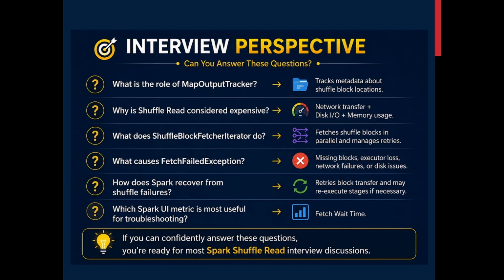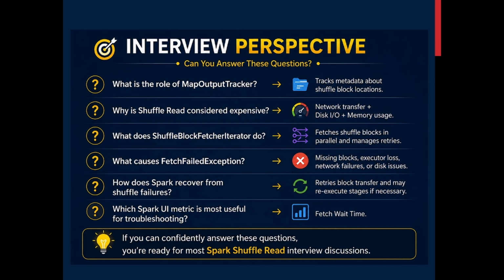Question 3. What does ShuffleBlockFetcherIterator do? The answer is, it manages fetching shuffle blocks from executors, groups requests, performs parallel fetching, and handles retries. Question 4. What is FetchFailedException? The answer is, it occurs when a reducer cannot retrieve a required shuffle block due to executor loss, missing files, network issues, or disk failures.